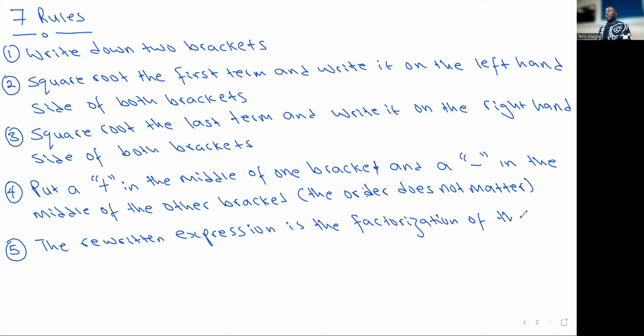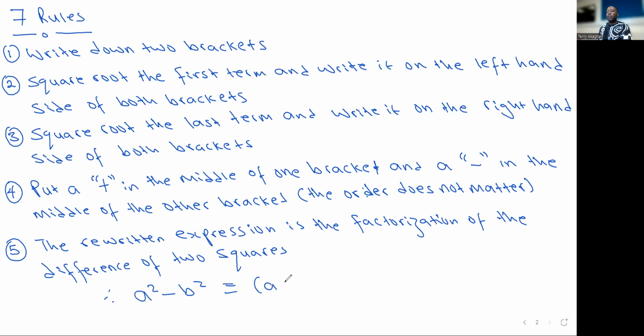Of the difference of two squares. Okay? Then that is when you have a squared minus b squared, and it gave us a plus b, a minus b. So this rewritten format is now what they call the factorization of the difference of two squares.